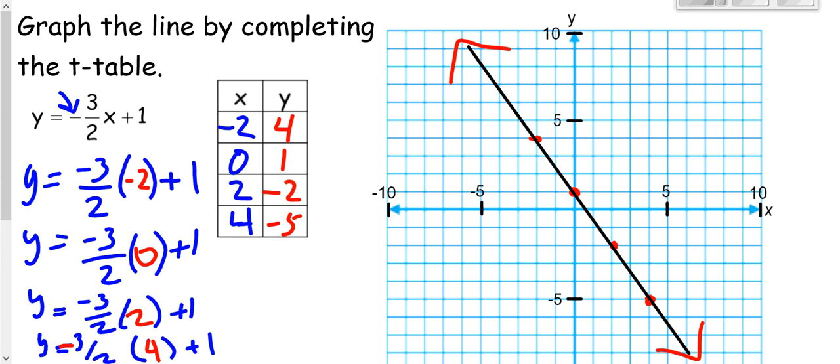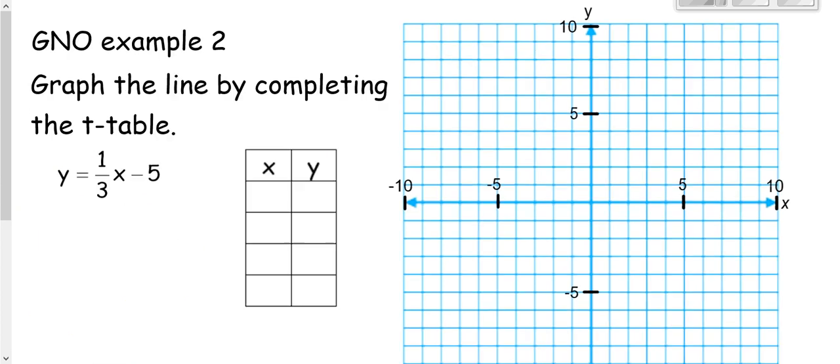Okay, why don't you figure out what are some possible inputs for this graph? Well, our denominator is 3. So that means I want to pick multiples of 3. So I'm going to pick -3, 0, and 3, and then I'm going to pick the next one up, which would be a 6. Great, so now evaluate those and plug them into your table.